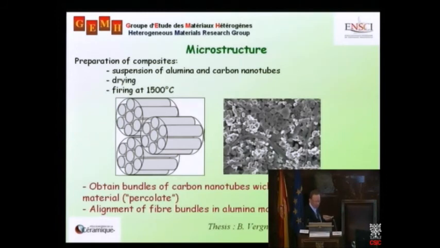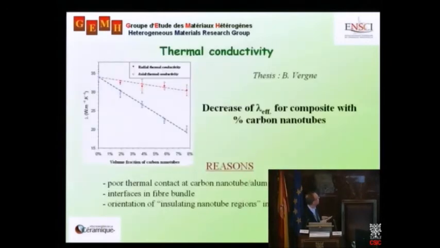Now, it's not just one nanotube, but a collection, or a bundle, of carbon nanotubes. The effect of making this system was perhaps a little bit surprising compared to what they originally wanted to do. Here we have thermal conductivity, and here we have the volume fraction of the carbon nanotubes. As we increase the number of nanotubes, we see a decrease in the thermal conductivity, which is a little bit disappointing in this piece of work. So the very interesting thing that Bruno Verne did was to try to analyze the reasons behind, let's say, the failure.